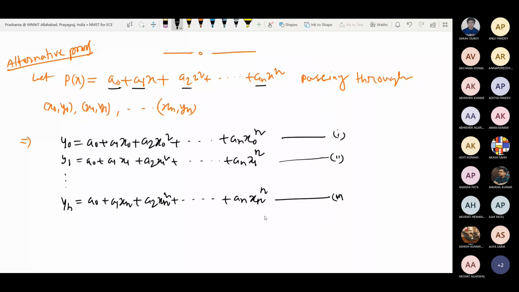Yes, how many will these be? n+1. So the unknowns are these. y0, y1, yn, x0, x1, xn, they are known to you. They are data points. So this is a system of linear equations. How many equations, how many unknowns are there? n+1 equations with n+1 unknowns. So when does this system have a unique solution?